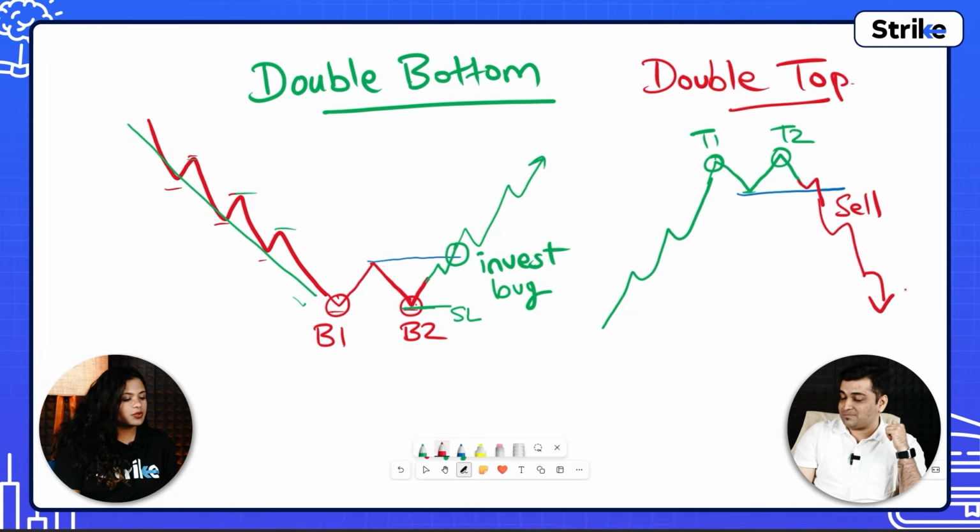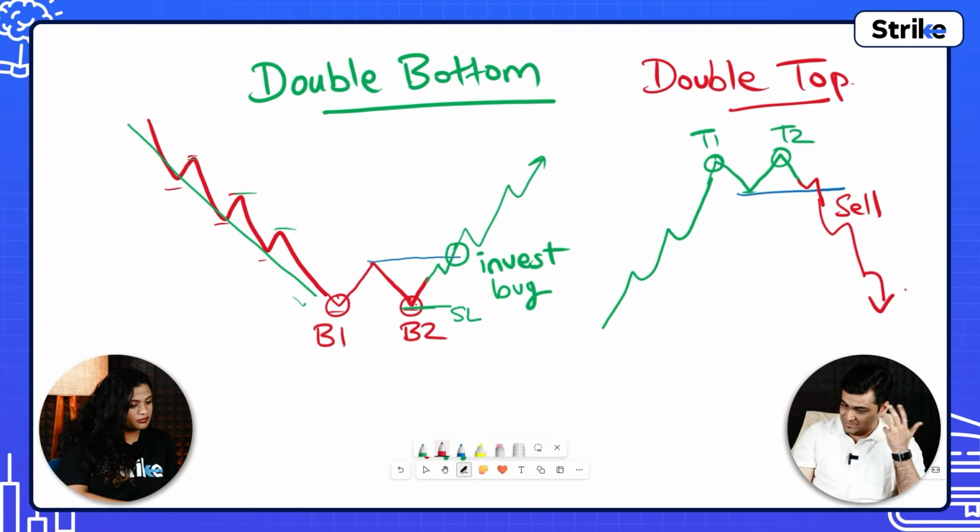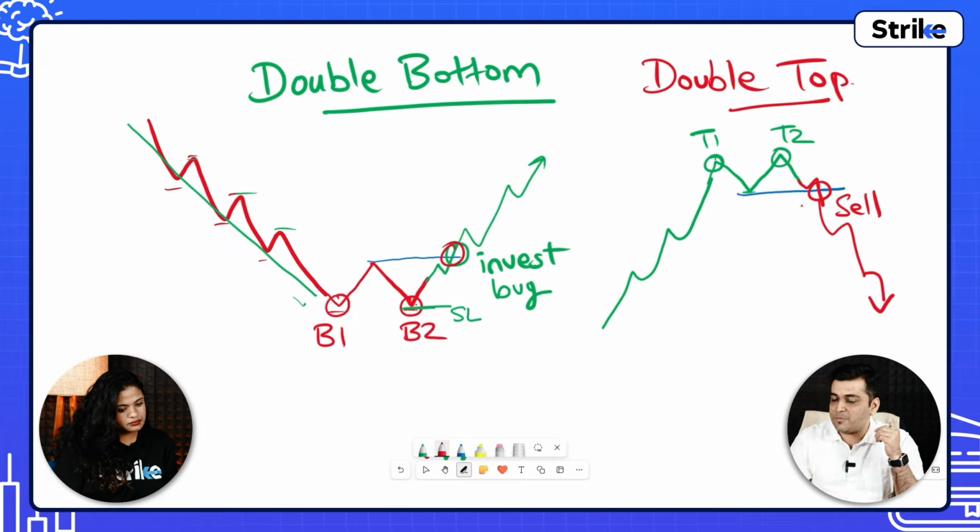So when we are looking to invest, we need to see the double bottom, and when we are looking to exit or sell, then we have to look at the double top. Absolutely. And these breakouts should appear with an increase in volumes. That should be kept in mind at any point of time, if you're a swing trader or an investor, whatever it is.